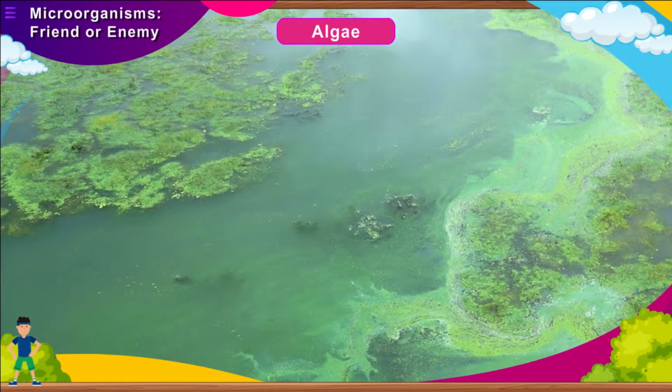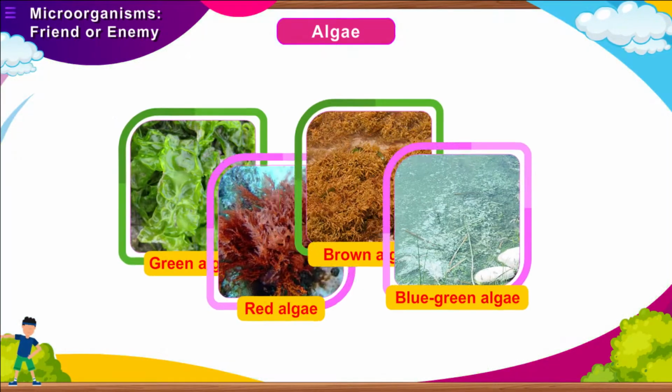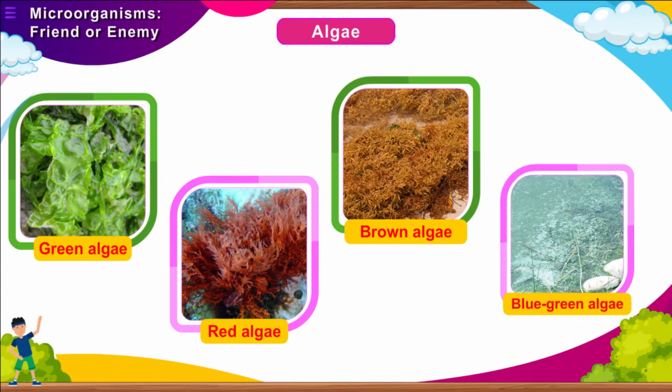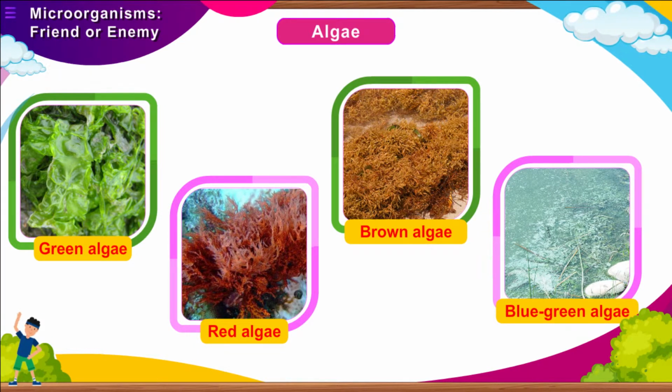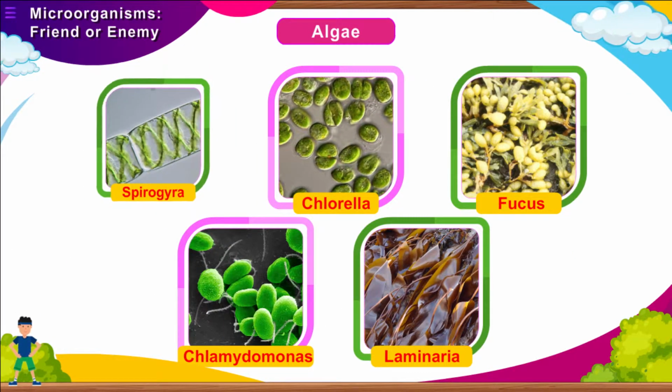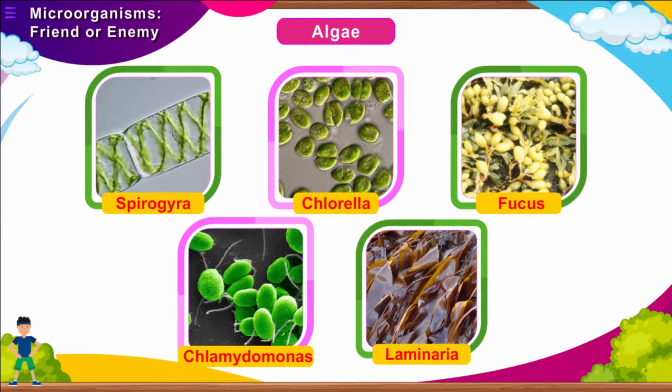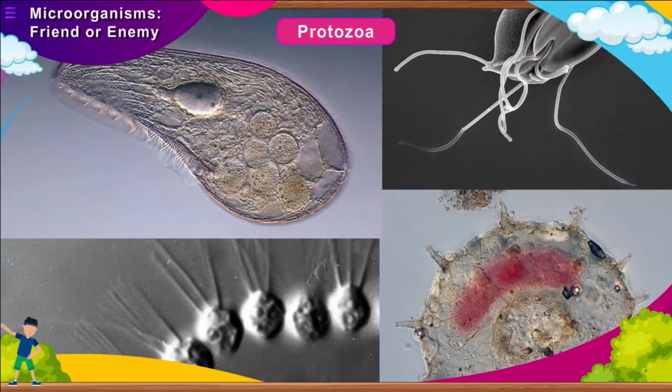Algae contain various colors and hence are of different varieties, like green algae, red algae, brown algae, and blue-green algae. Some common algae are Spirogyra, Chlorella, Fucus, Chlamydomonas, and Laminaria.